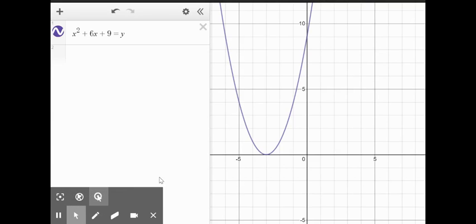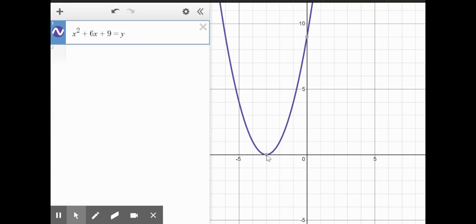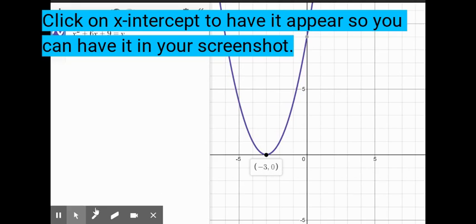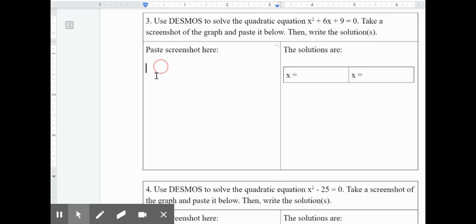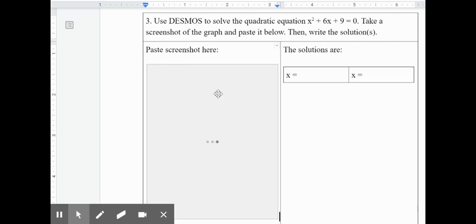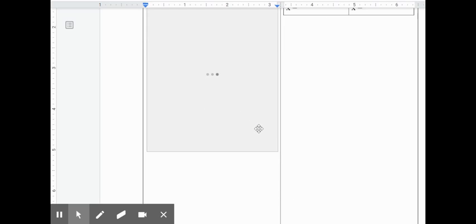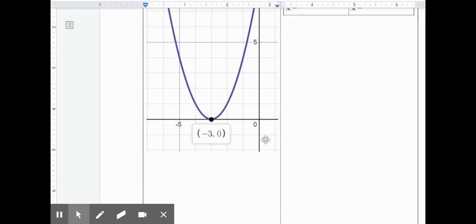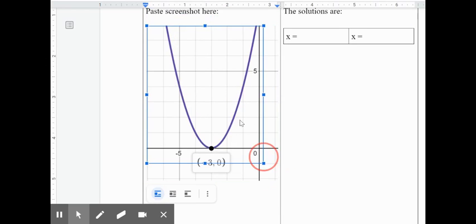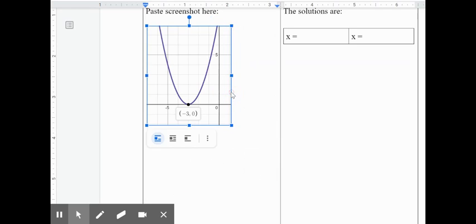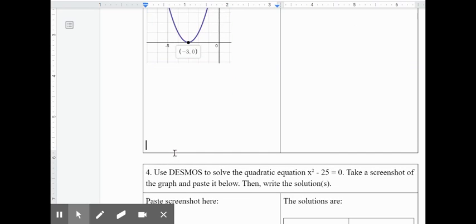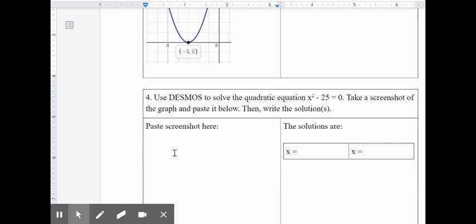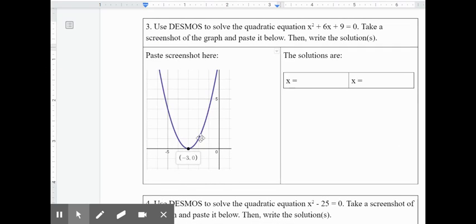All right, I'm going to take a screenshot of this. You might want to try clicking on that to show that you have that -3, 0, and then we're going to paste it right in. Okay, and you might want to make it a little bit smaller because it's going to be kind of big. We don't need it to be that big. Just make it a little bit smaller. That's good enough. And get rid of this space. Not a big deal.